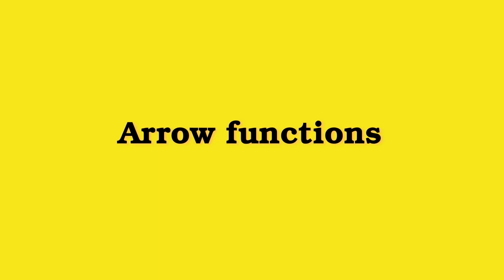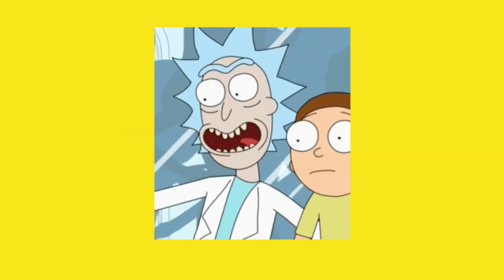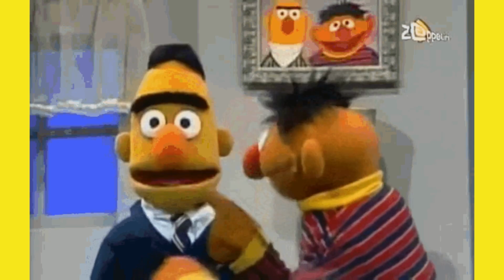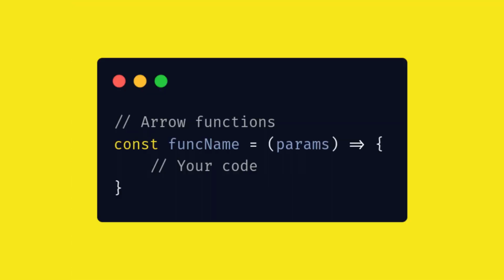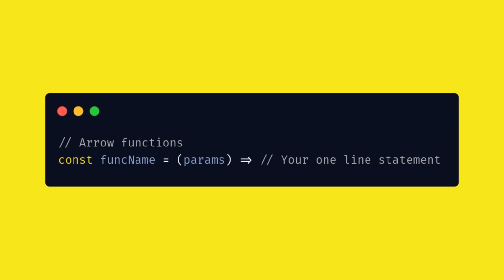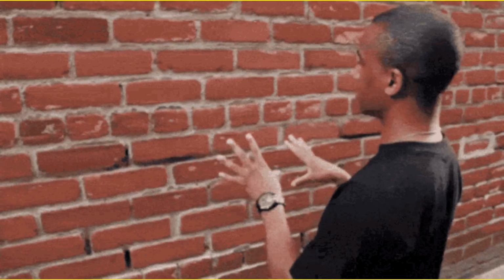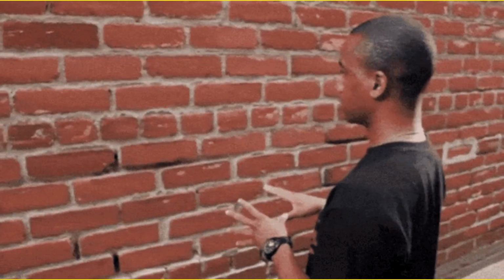Arrow functions. Lastly, we have arrow functions. This is shorthand syntax introduced in ES6. Like above, const funcName equals parentheses, equals and this symbol, and then open a block. Or even shorter, const funcName equals parentheses, equals this symbol, and your one line statement. Arrow functions are great for short functions. The name is also optional when using arrows.